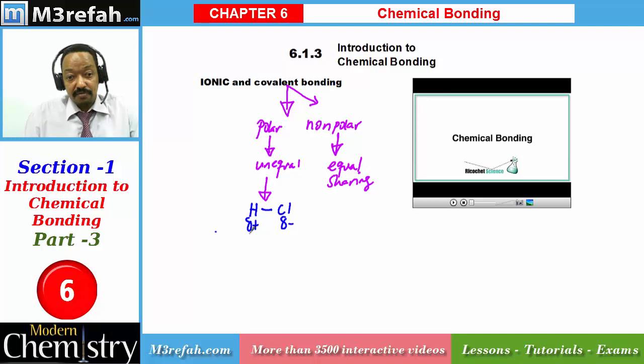Whenever we say partial positive, it means the bond formation is through sharing, but the sharing is unequal. So this is displayed. The plus and minus indicates there is polarity.